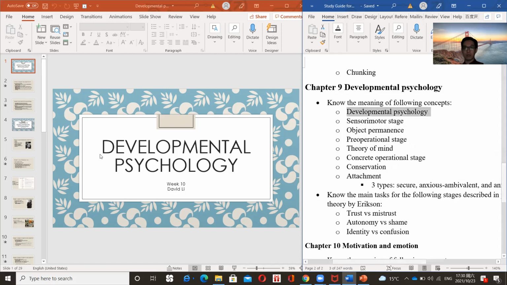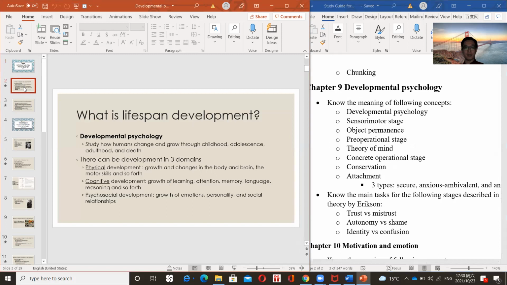First, developmental psychology. We need to know what developmental psychology is, at least. It's a topic that studies the development, the changes, the growth of humans, how humans change and grow through different life stages, such as childhood, adolescence, adulthood, and death. Everything about the changes and growth throughout different life stages for humans is about developmental psychology.